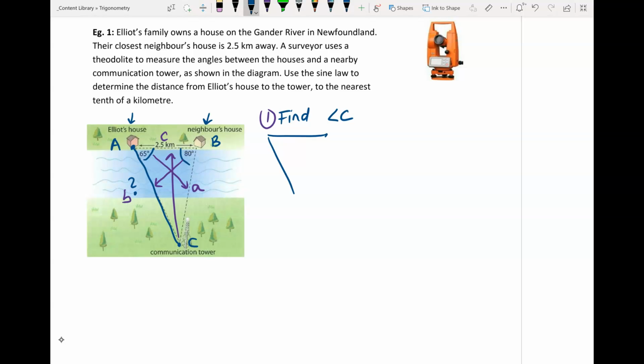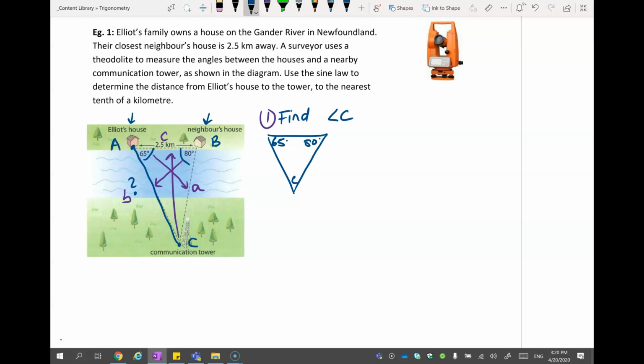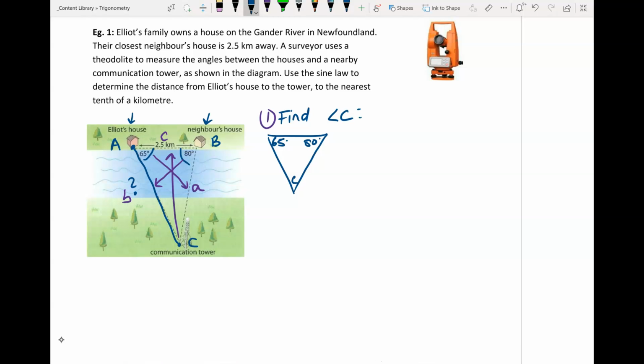Just going to quickly redraw this triangle. And this is the scenario that we have. So I have two angles already, and I'm looking for the final angle. We know how to find this because if we add those three angles up, we should get 180 degrees. So then to find angle C, I'm going to take 180 and subtract the two angles I do know. So it's 180 minus 65 minus 80. So angle C is 35 degrees.